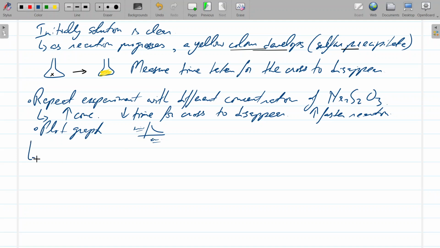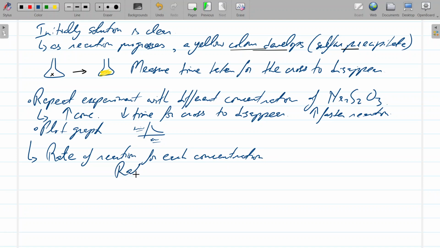What you can do over here is that you can find the rate. So the time taken is not the rate, right? So you can find out the rate of reaction for each repeat of the experiment. So you can find out the rate of reaction for each concentration of this sodium thiosulfate, where this is the formula: rate equals 1 upon time, right?